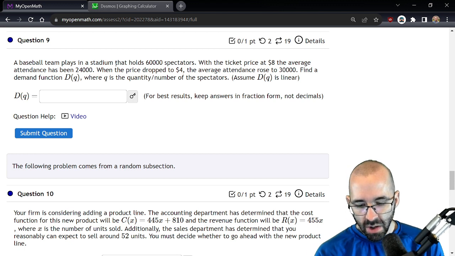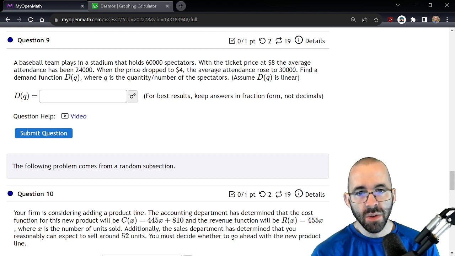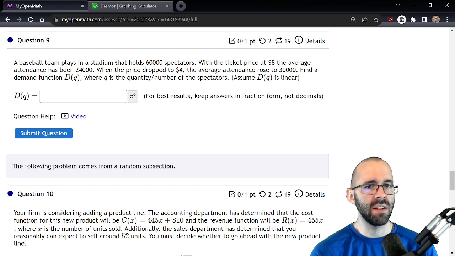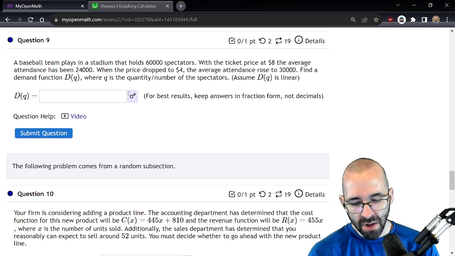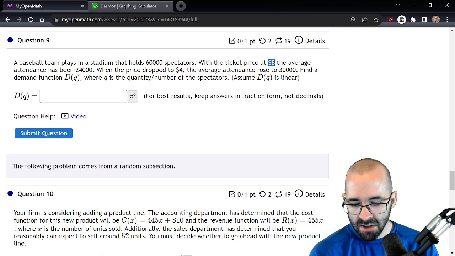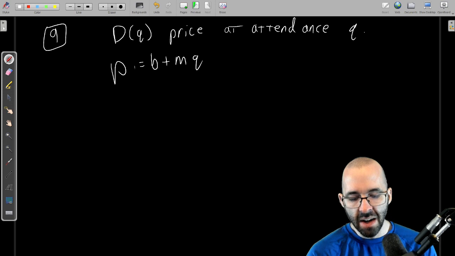All right, so we need to find the slope. We need to find the starting value. We've got a bunch of information. 60,000 spectators, that's going to be useful for domain and range if it ever comes to that. But the important thing is that a price of $8 means an attendance of 24,000.